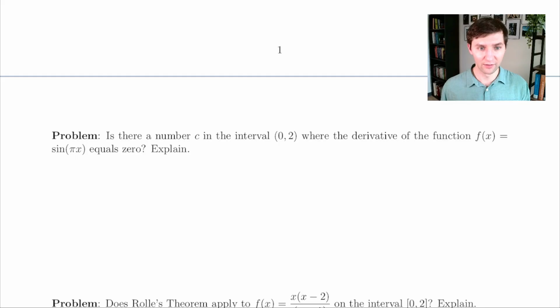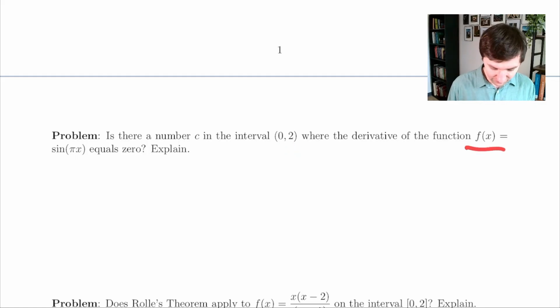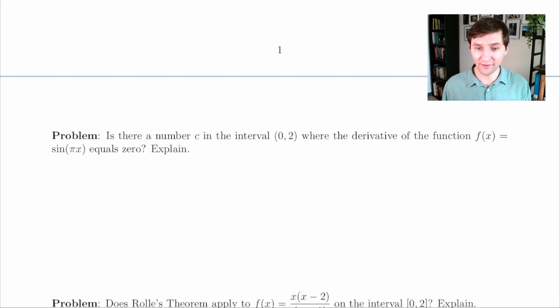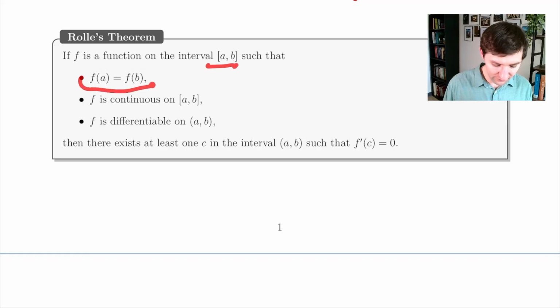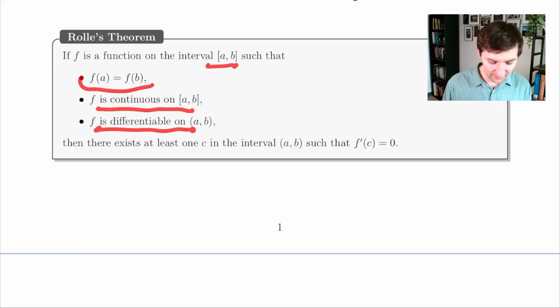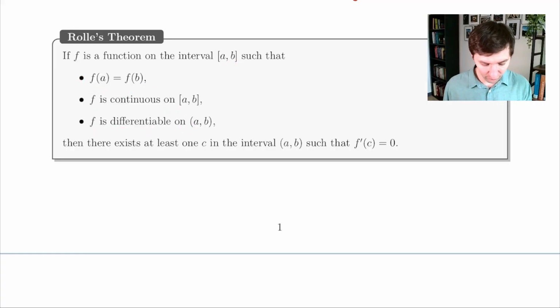In the first one, we are asked if there is a number c in the interval between 0 and 2, where the derivative of this function equals 0. We need to determine if all the assumptions of Rolle's theorem are satisfied. The assumptions are: the function is defined on an interval [a, b], and f of a equals f of b, f is continuous, and f is differentiable. Let's try them one by one.